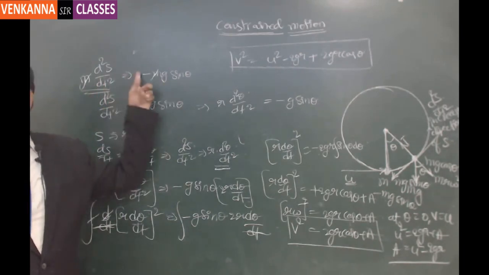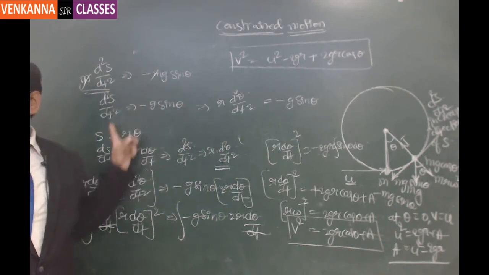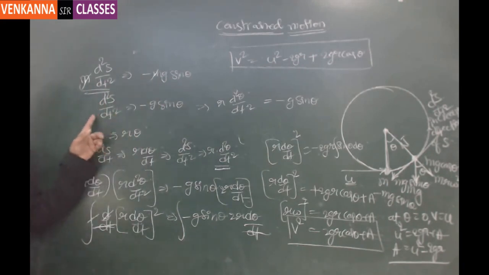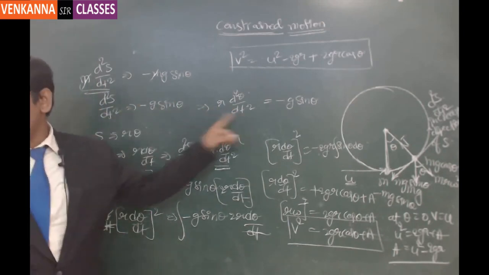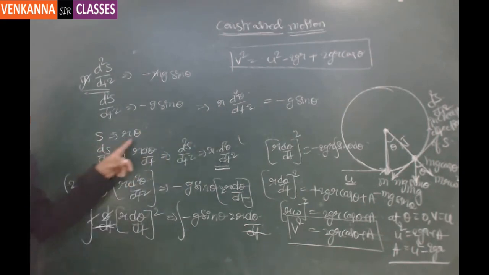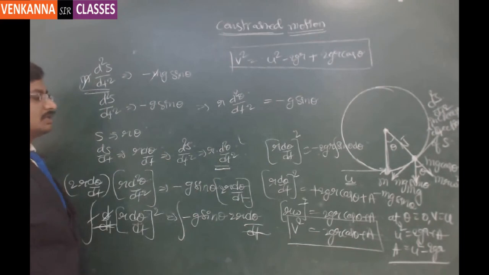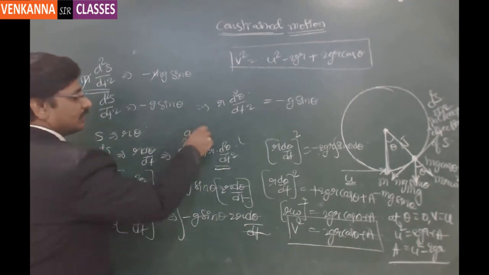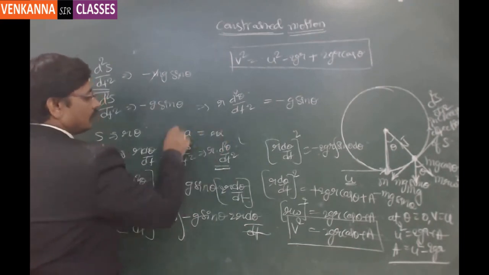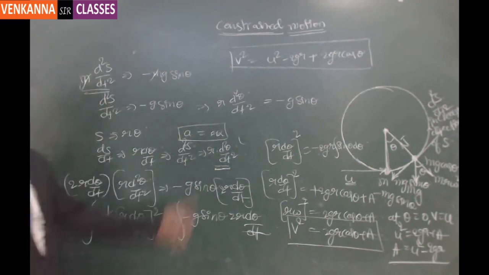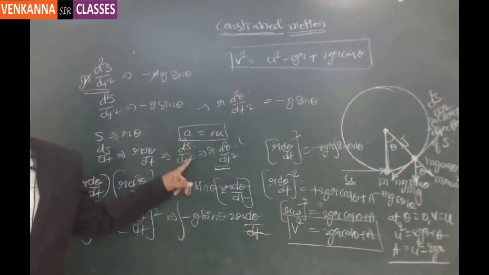So this is the forward force and this is the backward force, and then we are trying to solve this differential equation by introducing d square s by dt square in terms of theta, with the relation s equal to r theta, where ds by dt is equal to r into d theta by dt. So d square s by dt square is equal to r into d square theta by dt square. This is otherwise written as a is equal to r alpha, where alpha is the angular acceleration and a is the linear acceleration.